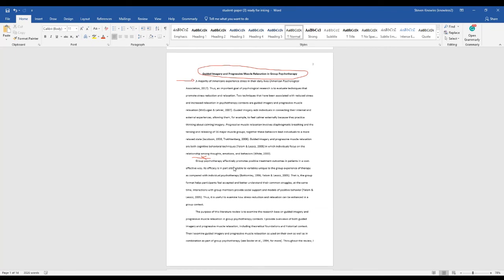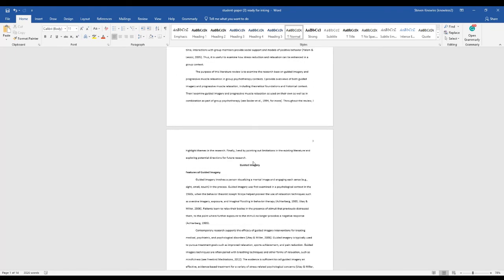Major headings appear in level 1 style: bold, centered, title font. The first subheading is in level 2 style: bold and left aligned. A further subheading would require level 3, but it's not common to have headings go this deep. Headings are not followed by a colon.